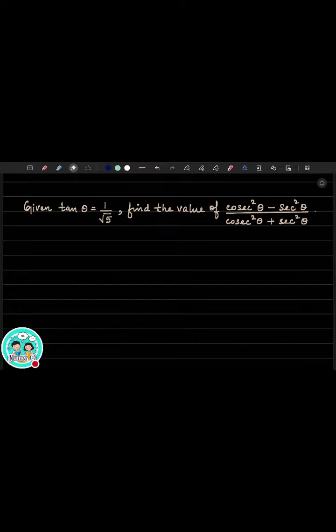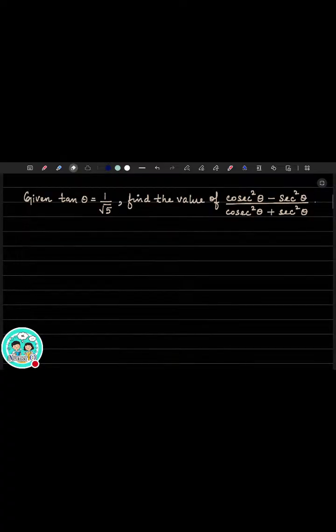So any idea how to do it? Those who are there in the chat, let me know. How do you do it? You should know an identity here. Cosecant square theta is equal to 1 plus cot square theta. Okay, and you should also know secant square theta is equal to 1 plus tan square theta. This is something which you have to learn and remember.